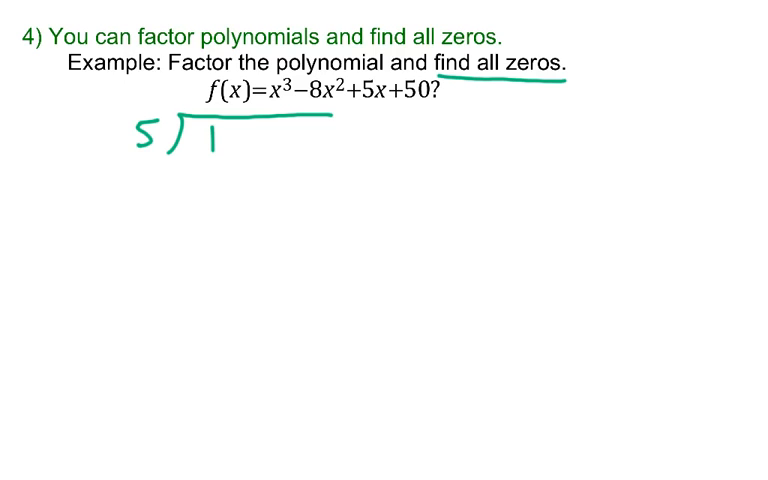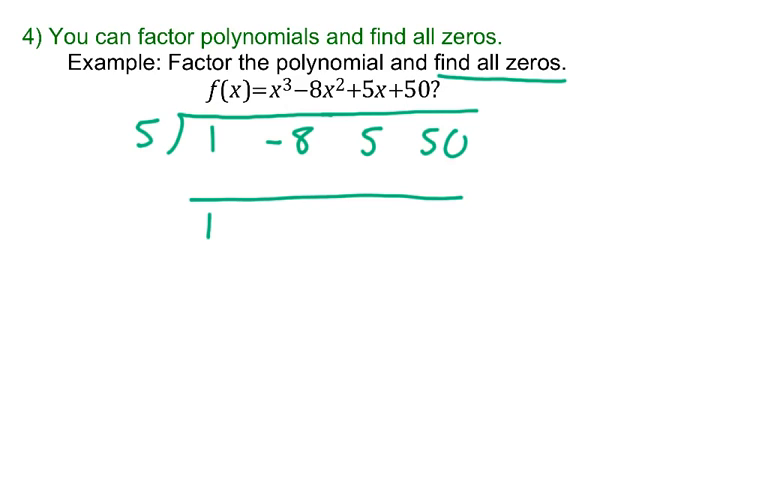Again, the coefficients, 1, minus 8, 5, and 50. Run through the synthetic division one more time. The 1 gets copied. 5 times 1 is 5. Minus 8 plus 5 is negative 3. 5 times negative 3 is negative 15. 5 minus 15 is negative 10. 5 times negative 10 is negative 50. 0. Now, so this verifies that 5 is a 0.